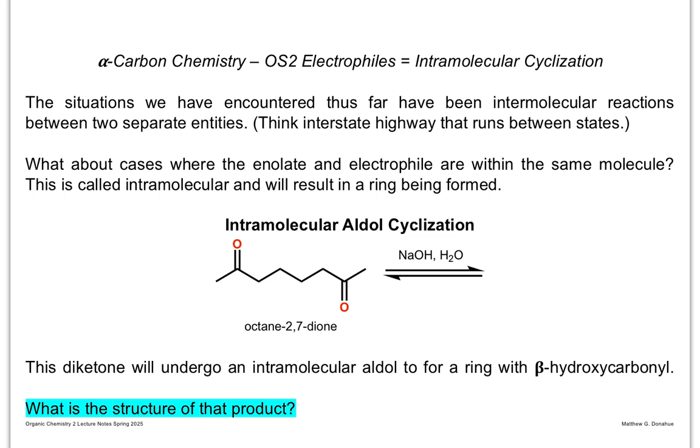So you can do an aldol reaction within one molecule. This is called intramolecular. So intra means within. And if you look at it, you have a symmetric molecule, so it's a diketone. I'll put the numbers in for the chain. So within that molecule, one carbonyl is going to form the enolate. The other is going to be the electrophile.